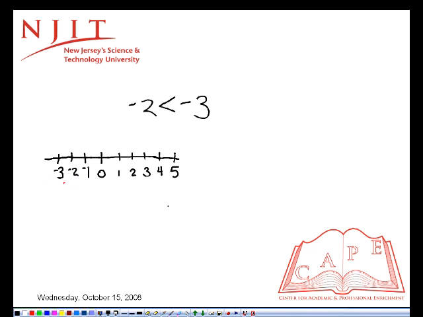Okay, if we look here, -2 is to the right of -3. Therefore, -2 is actually greater than -3. This question here is asking, is -2 less than -3? That means the answer is no. So the statement is false. Okay? Let's try a couple more, just to make sure you get the hang of it.